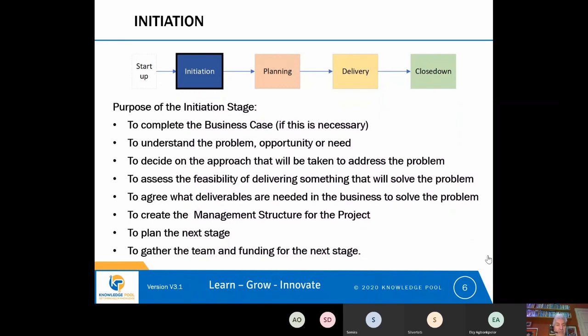The next purpose of the initiation stage is to agree what deliverables are needed within the business to solve the problem. So we understand a bit more about the problem, what the problem is. We know how we're going to try to approach solving it, and we think it can be done. But we need to identify what are the things that are needed in the business in order to solve that problem. And we call those things deliverables because the project is going to deliver them, and it's going to do that in its delivery stage.